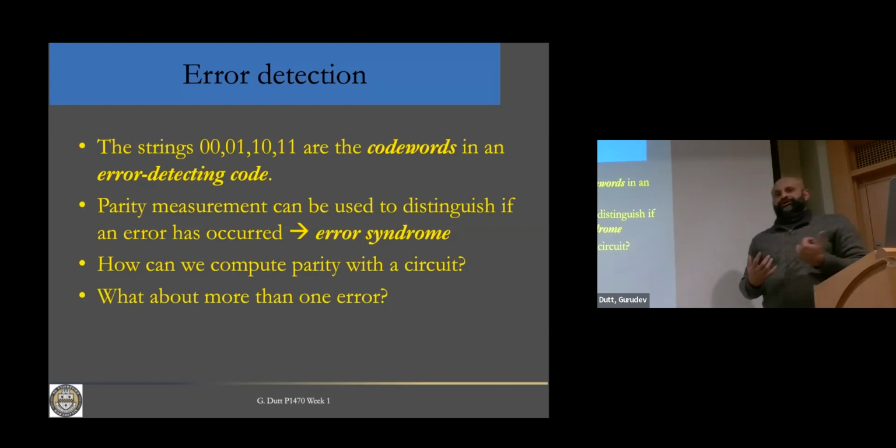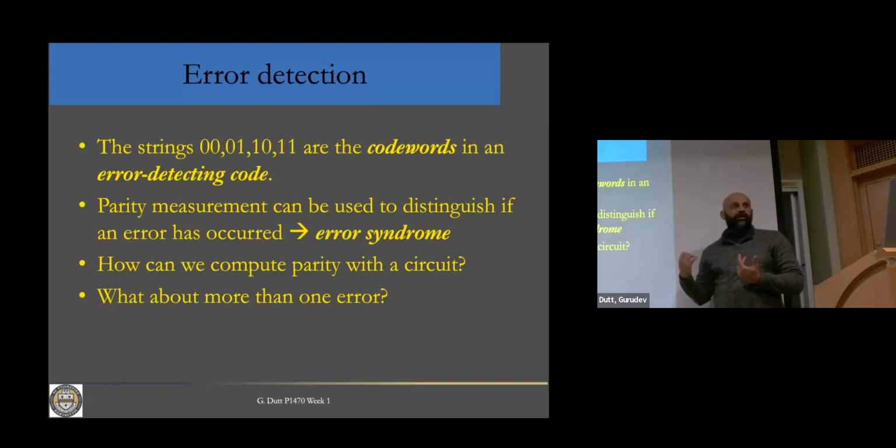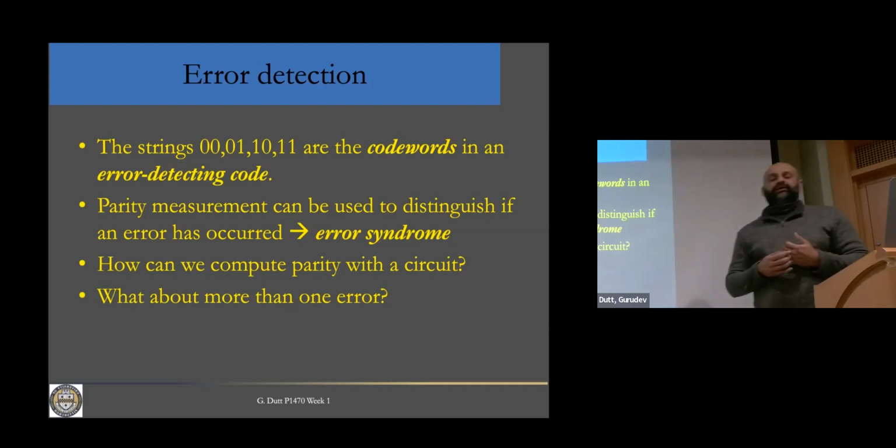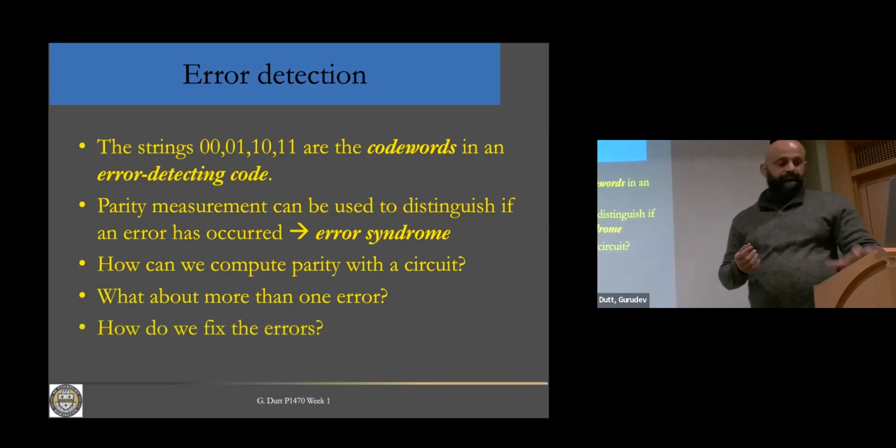But what about more than one error? Will this code allow me to correct for more than one error? So for example, if both bits got flipped, no, because if they both get flipped to 1, 1, that's a code word, and it'll say that's a safe code word, so we accept that, even though it's an error in the code.